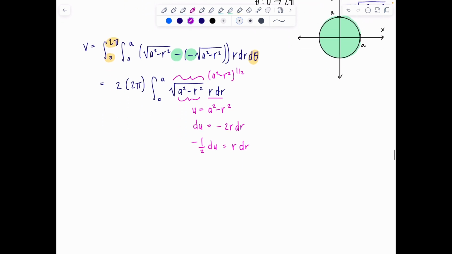And then remember, all of this is a squared minus r squared raised to the positive 1/2. So when you take the antiderivative, you add 1 to the exponent, so it would be to the 3/2. We divide by the new exponent, and then I'm going to add that negative 1/2 from the u sub that I didn't actually do, but I know it's there. And then I still have this 4 pi outside. And then this is all going to get evaluated from 0 to a.